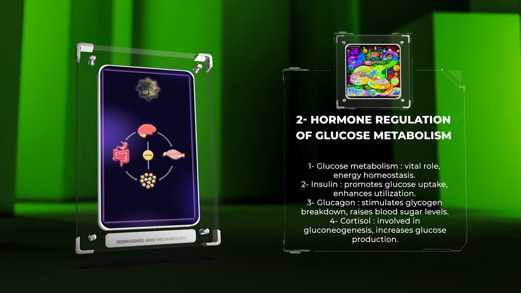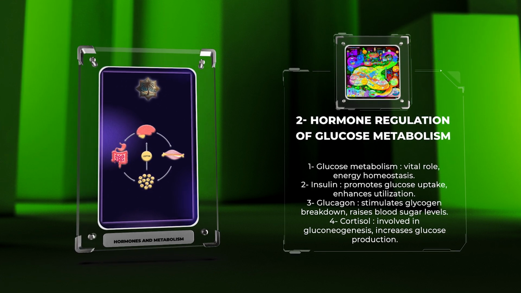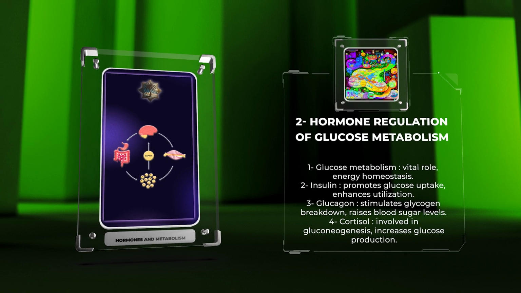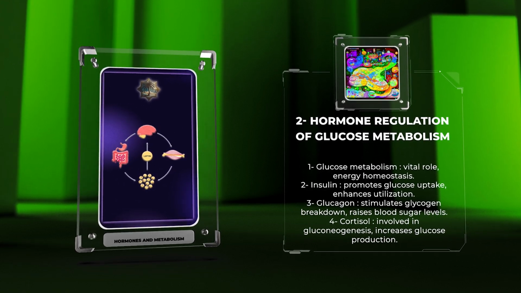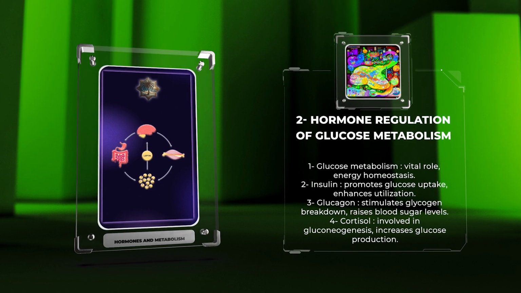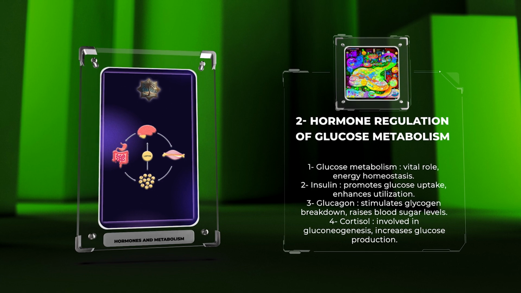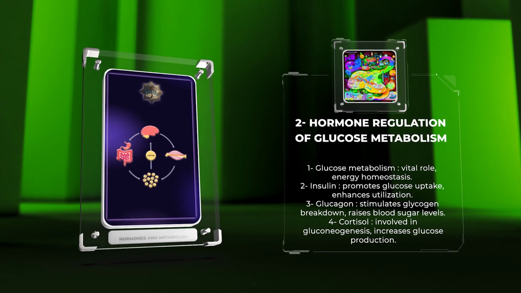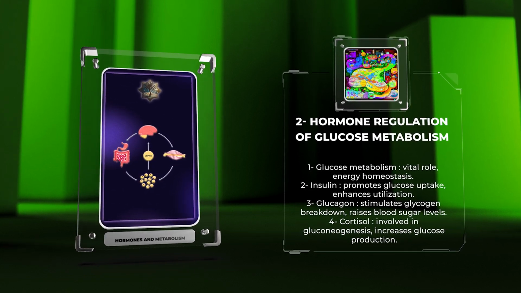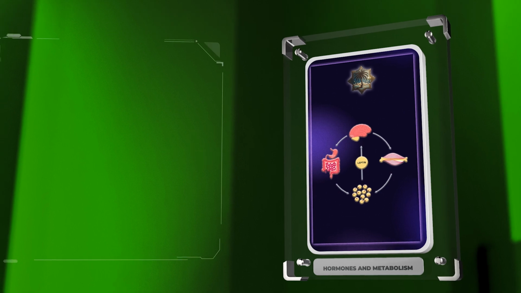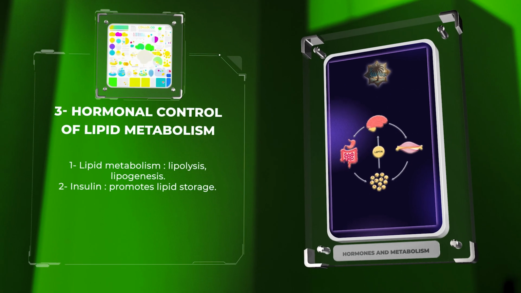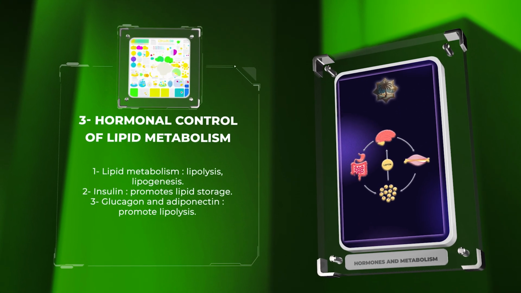Insulin, secreted by the pancreas, promotes glucose uptake from circulation into cells, enhancing its utilization for energy production. Glucagon, also produced by the pancreas, stimulates the breakdown of glycogen into glucose, raising blood sugar levels. Cortisol, a steroid hormone released by the adrenal glands, is involved in the process of gluconeogenesis, which increases glucose production in the liver.